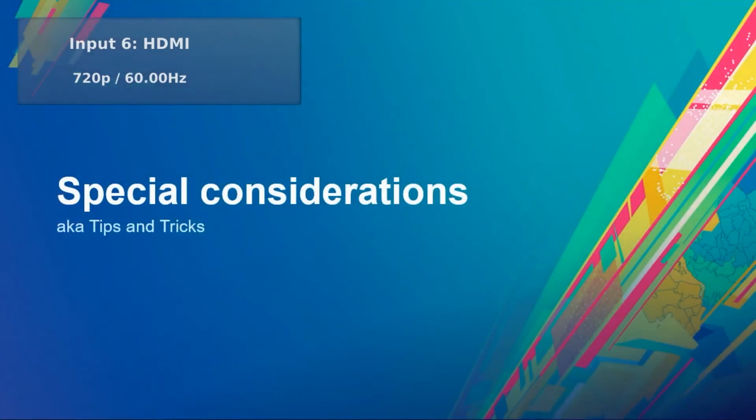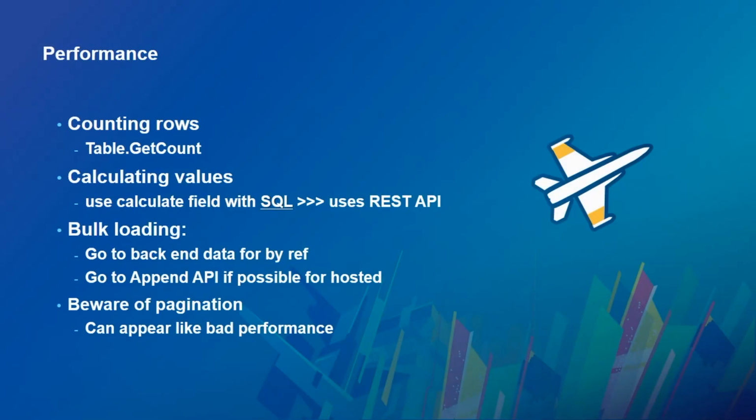Okay. So moving into our final section, special considerations, also known as tips and tricks. So talking about performance, feature services in Pro can be slower than working directly against a geodatabase in certain cases. We're doing a lot of stuff on the back end to try to make everything work as fast as possible, to try to close any gaps that we might have with file or enterprise geodatabases.